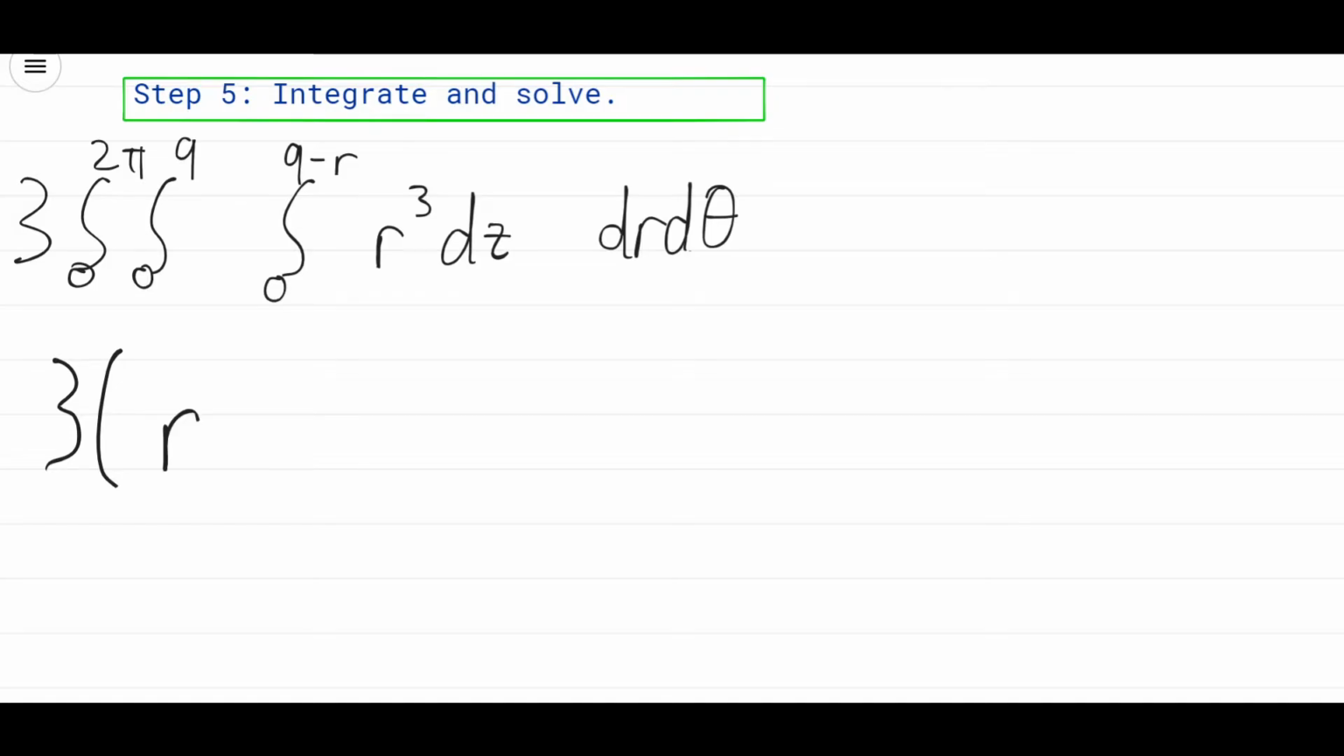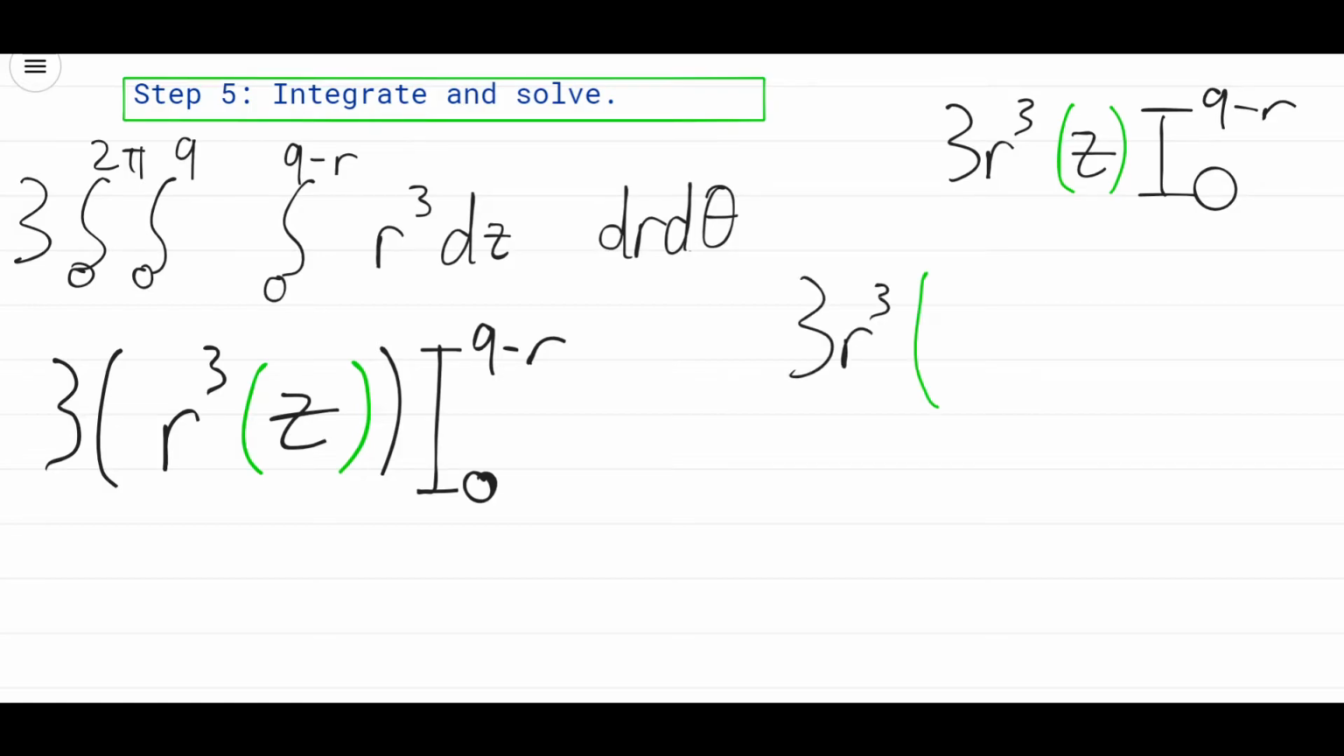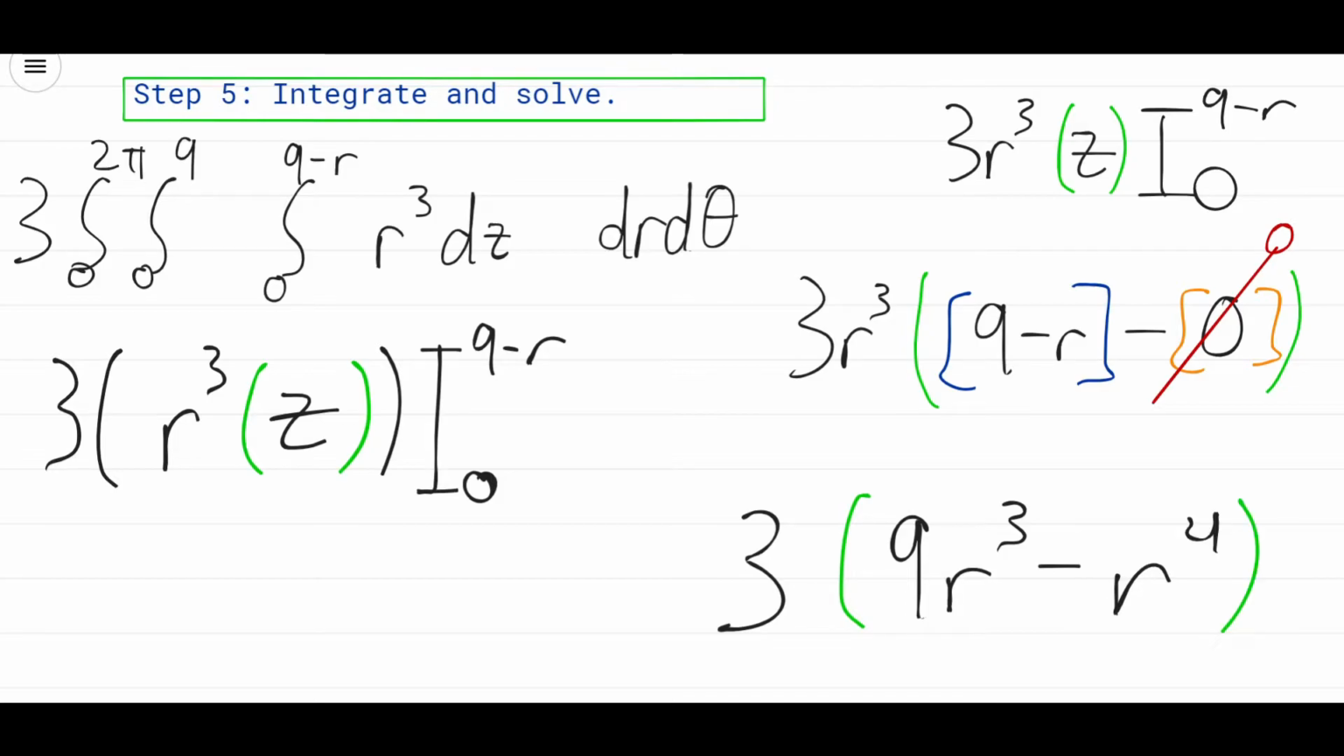So now we're going to integrate this. With respect to z, it's r cubed times z, bounded from 0 to 9 minus r. So now what we're going to do is treat the 3r cubed as a constant, because the r cubed is technically a constant. It's not a variable, because we're integrating with respect to z. And then for 3r cubed, now we're going to plug in the bounds. 9 minus r is our upper limit minus our lower limit, which is 0. And we know that's just going to zero out, and we're left with 3 times r cubed times 9 minus r.